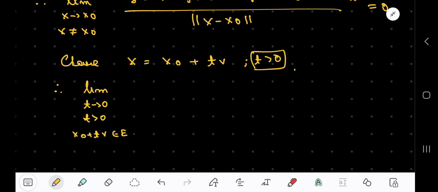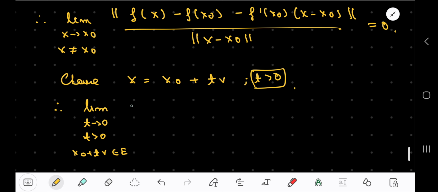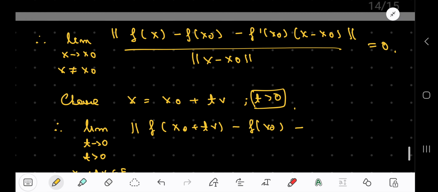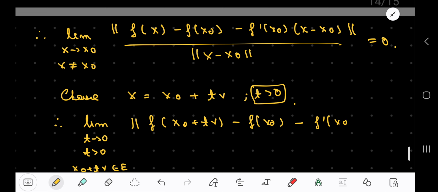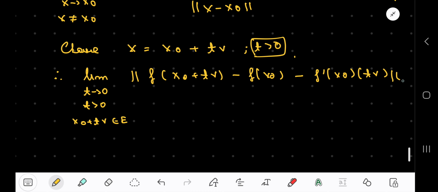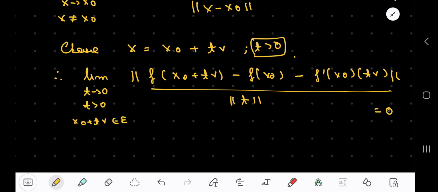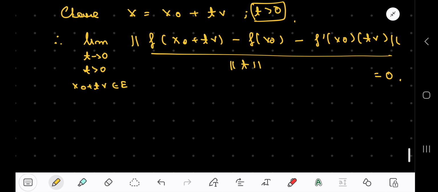Still we are in compliance with the directional derivative. And what do we have here? We have the norm of f of x naught plus tv minus f of x naught minus f prime at x naught applied on tv, divided by the norm of t, and I have this to be 0, right? Now you can easily observe that I can take the norm outside here.